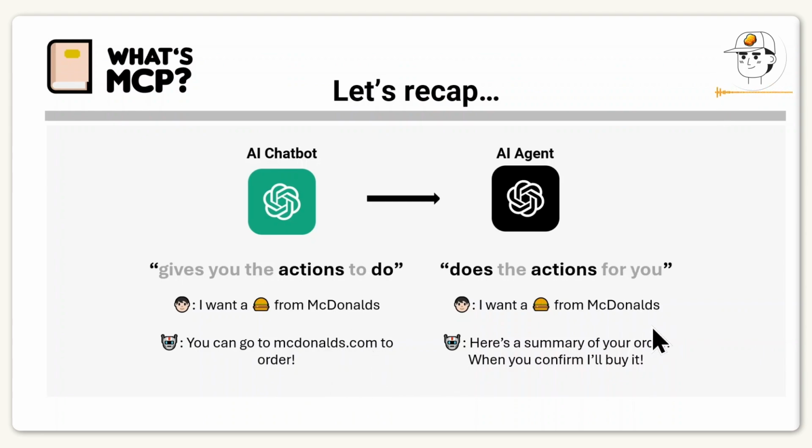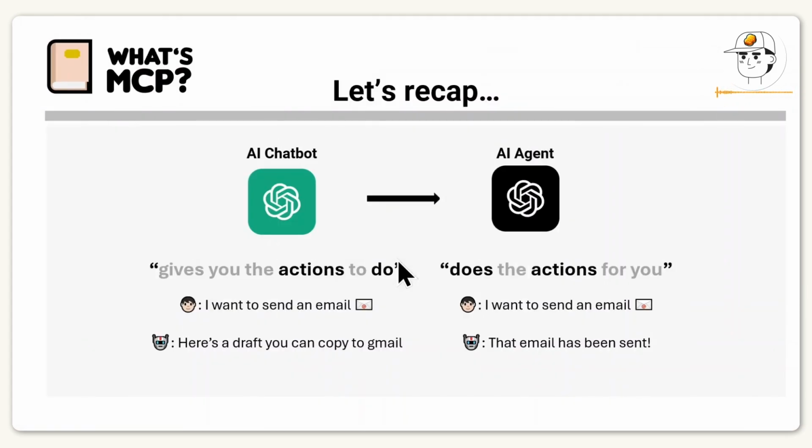But an AI agent, which is coming up in a few months to years, if you ask it to order a burger from McDonald's, then it will probably ask you to confirm your order and then will proceed to buy it if you want. And to take another example, which can be set up right now, if you want to send an email and you ask ChatGPT to do that, it will probably give you a draft of that email to copy-paste to Gmail.